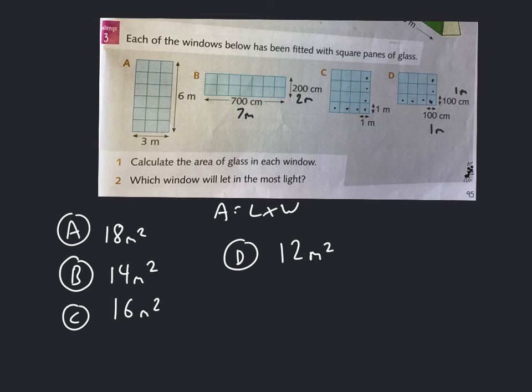Question 2, which window will let in the most light? Well, that's going to be the window with the most metres squared, the most space inside it, which is A, 18 metres squared.